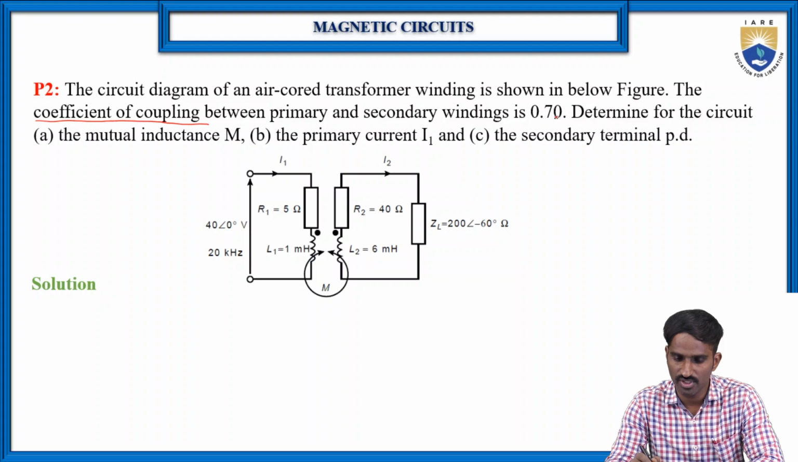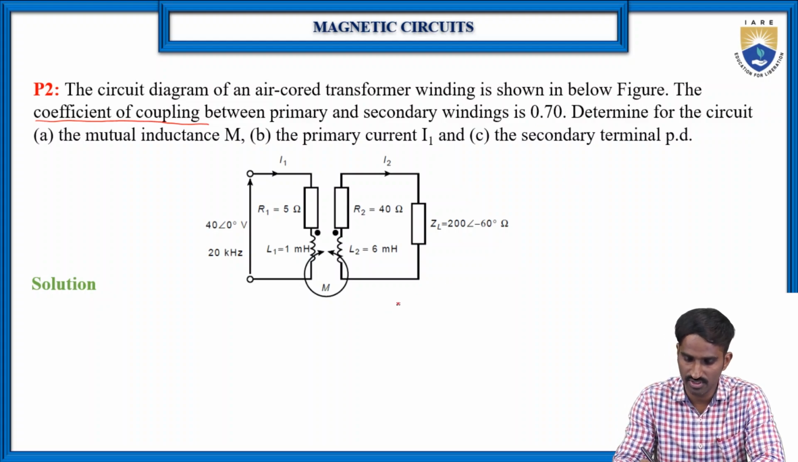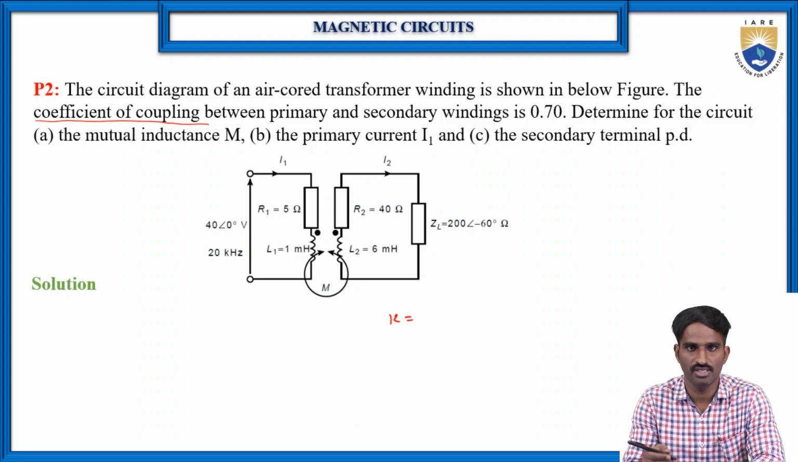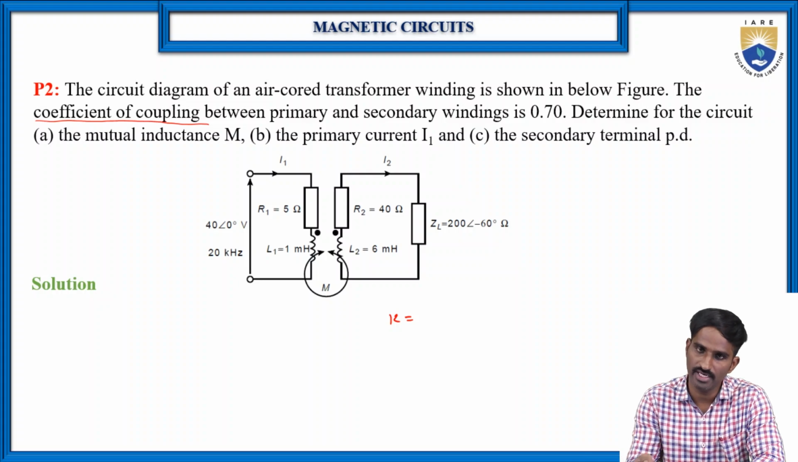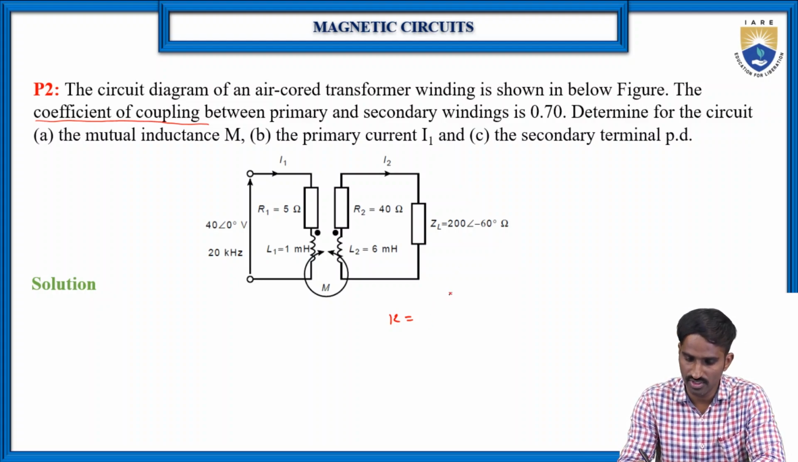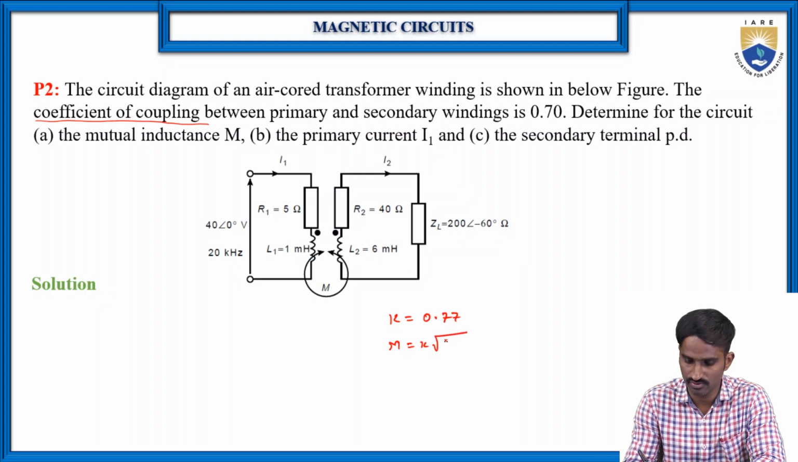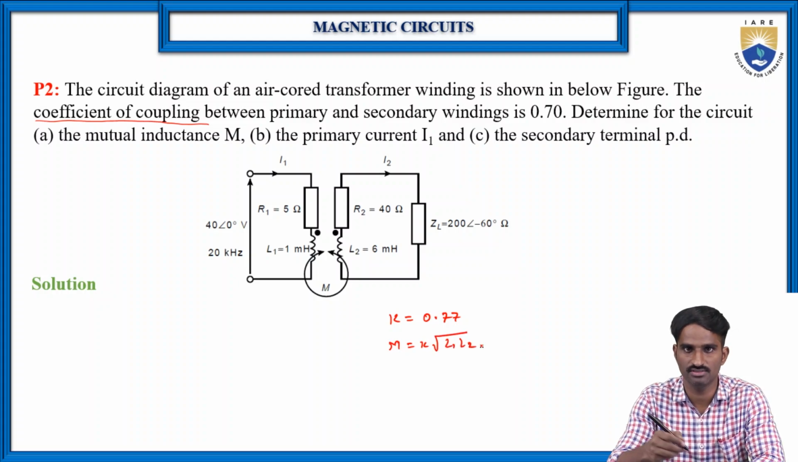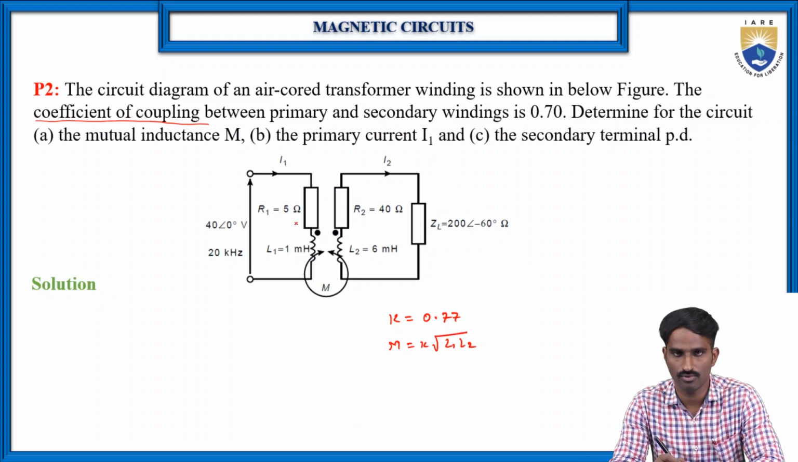We know the coefficient of coupling is usually represented by K, and we know the equation relating it to M. Here K is 0.77, and the relation between K and M is, as we know already, M equals K into the square root of L1 L2, where L1 is the self-inductance of coil 1 and L2 is the self-inductance of coil 2, or the primary winding and the secondary winding.